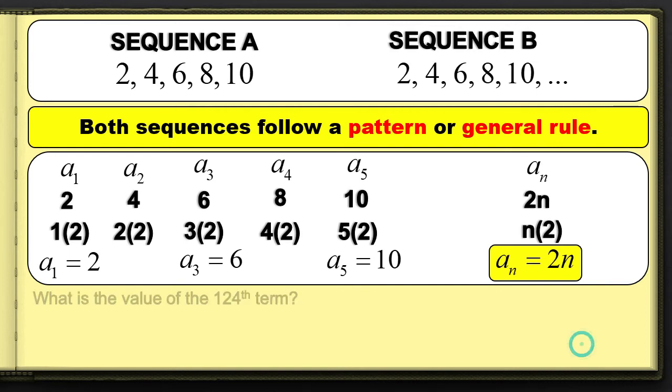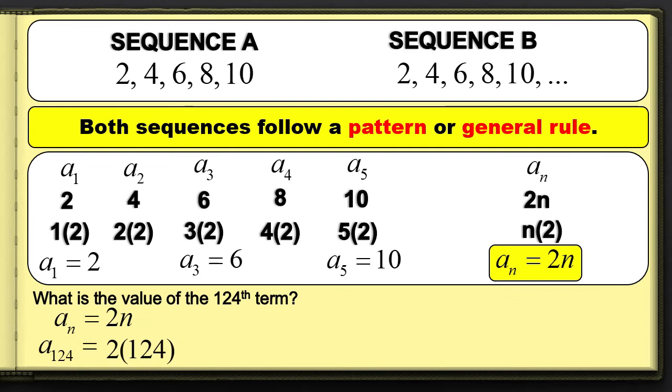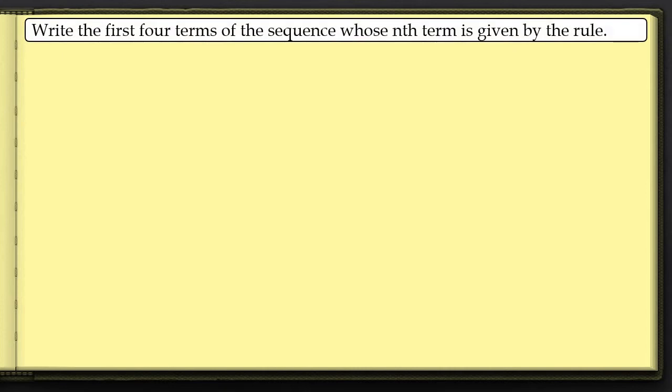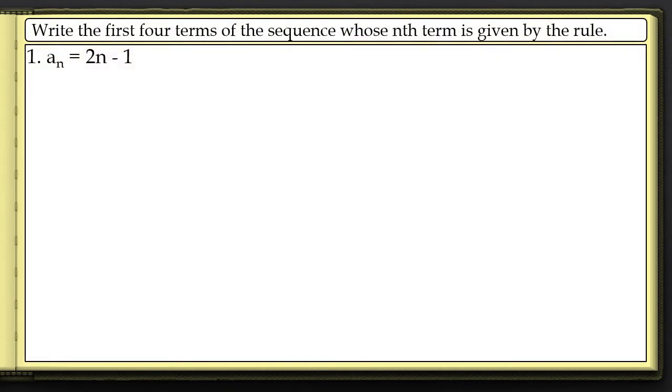For example, what is the value of the 124th term? Since we are solving for the 124th term, we can substitute 124 for the value of n. This is the answer. The value of the 124th term is 248. Try this out. You can pause the video and try to answer the following.